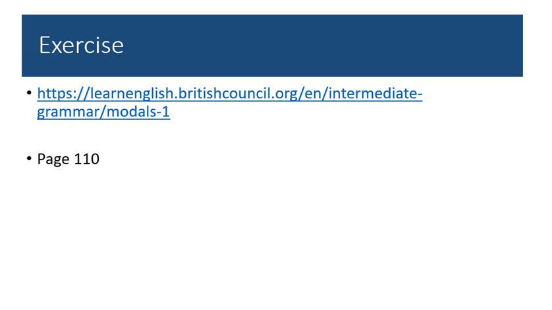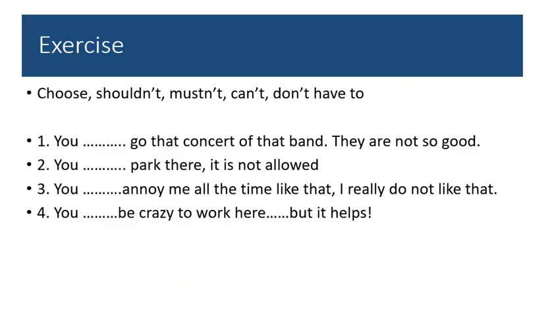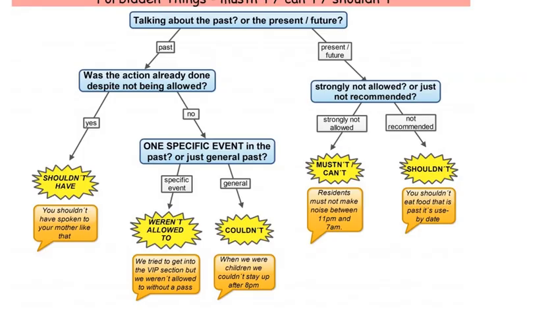Or you don't have to be nice to everybody. That means you can be nice to everybody, but you don't have to. If I say you can't park here, let me go here. You can't park here means it's not allowed to park here. It's not possible. You mustn't park here is kind of the same thing.